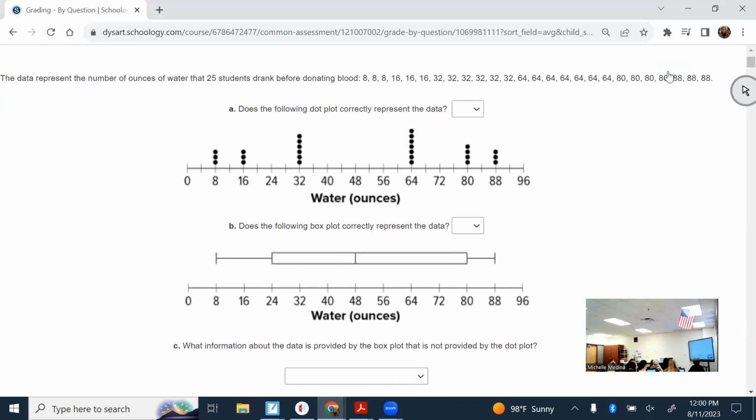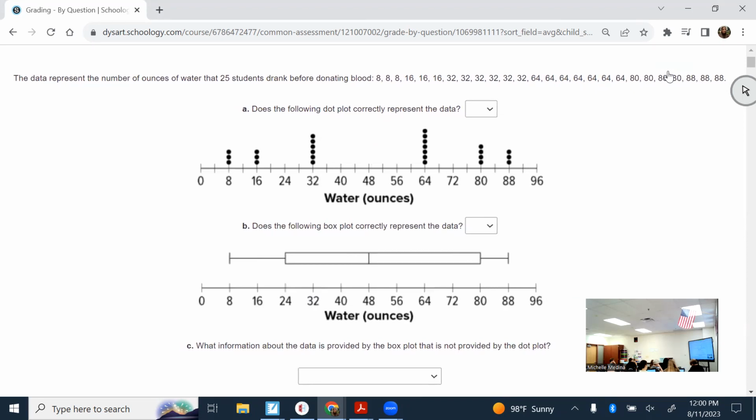Maybe it looks better on your screen, but the data represents the number of ounces of water that 25 students drink before donating blood, and it's all listed there. Does it accurately represent the data? So for dot plots, if I have 3 8s in my data set, then I should have 3 dots on the 8. Three 16s, I should have 3 dots. For the sake of time, can someone tell me if the dot plot is good? It looks good to me, at least so far.